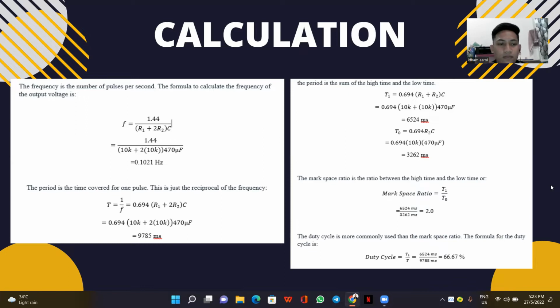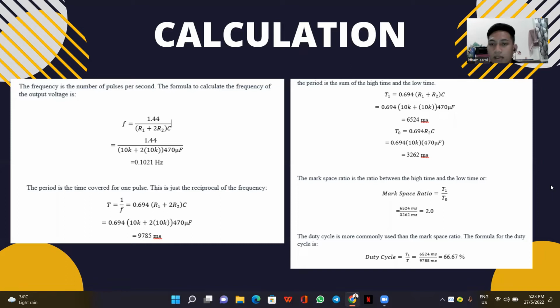Next, we find the period time, which covers one pass. The value of the period time is T equal to 1 over F. We fill in the values in the formula, and we get the answer for the period time as 9,785 milliseconds.